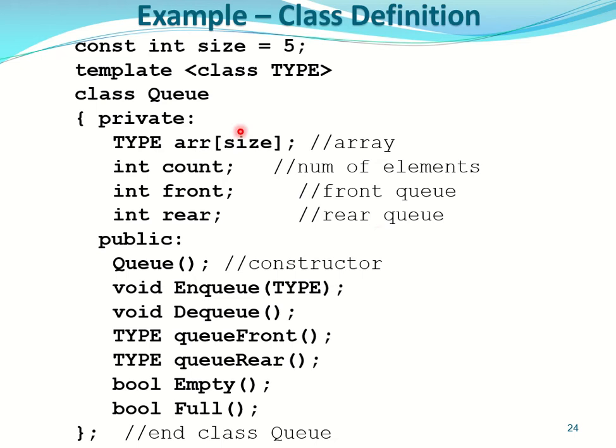So in the class definition of the queue, private will hold all the variables. We use a template class type, which means the array can be any type. It can be integer, it can be float. The size here depends on the constant integer variable 5. So we declare the array of 5, from 0 until 4. The count, front and rear are private data members. And what are the public members? Similar to the previous slide, all the methods like constructor, enqueue, dequeue, queue front, queue rear, empty and full should be implemented in C++.